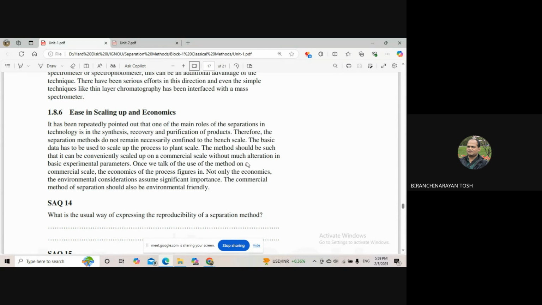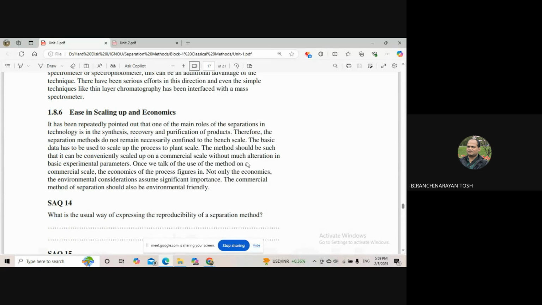in the commercial scale, without much alteration in the basic experimental parameters. Once we talk of the use of the method on a commercial scale, the economics of the process figures in. Not only the economics, the environmental consideration also has significant importance. So the commercial methods of separation should be environmentally friendly.